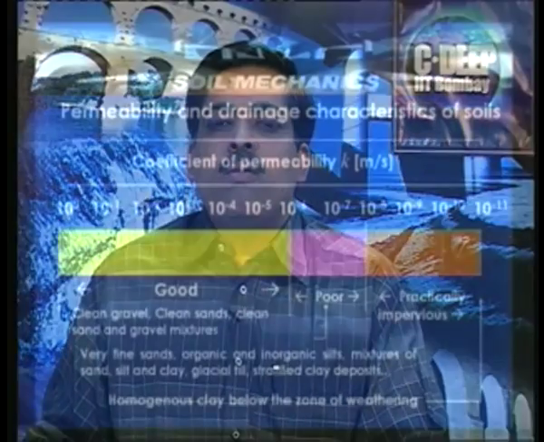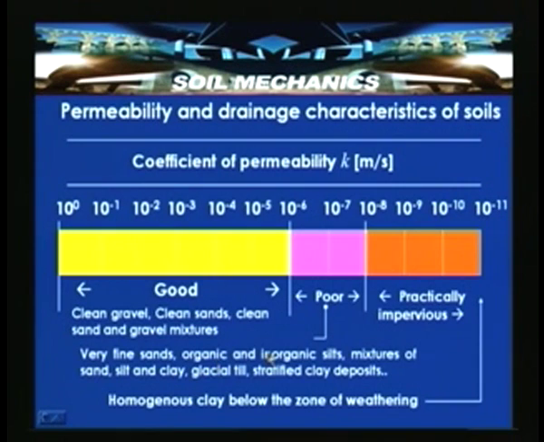In case you have very fine sands, organic and inorganic silts, mixtures of sand, silt and clay like glacial till and stratified clay deposits, so stratified clay deposits in the sense of varved clay deposits, in those cases the permeability is 10 to the power of minus 6 to 10 to the power of minus 8 meter per second, and the rating as a drainage material is poor.